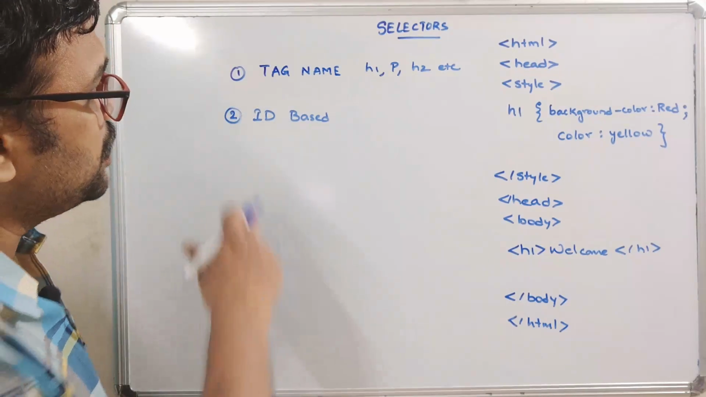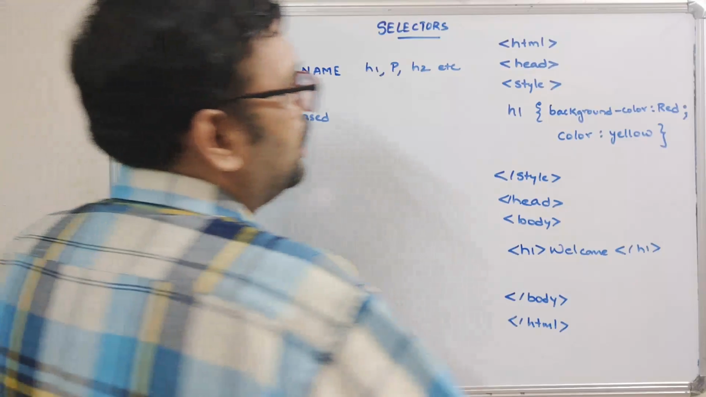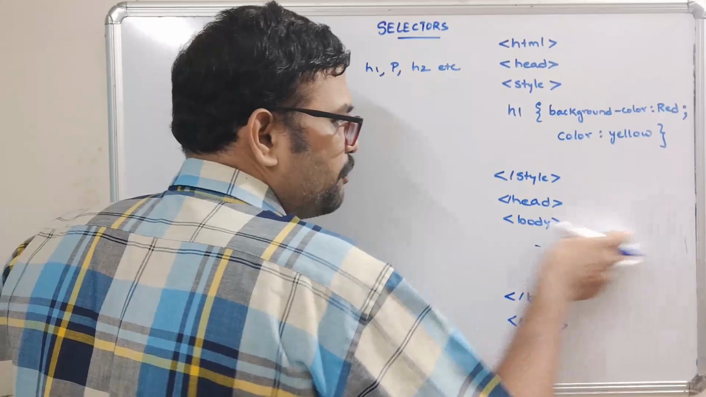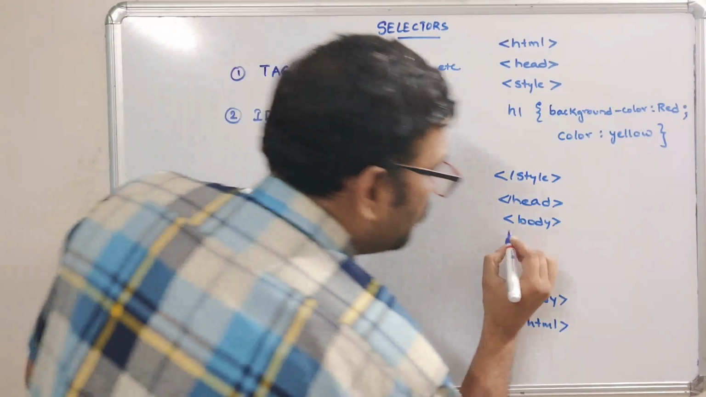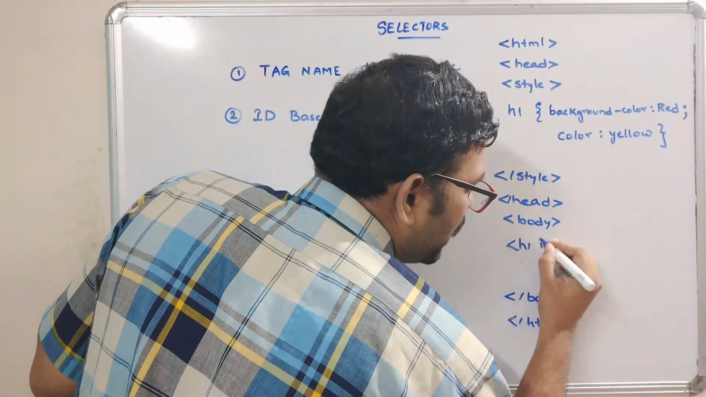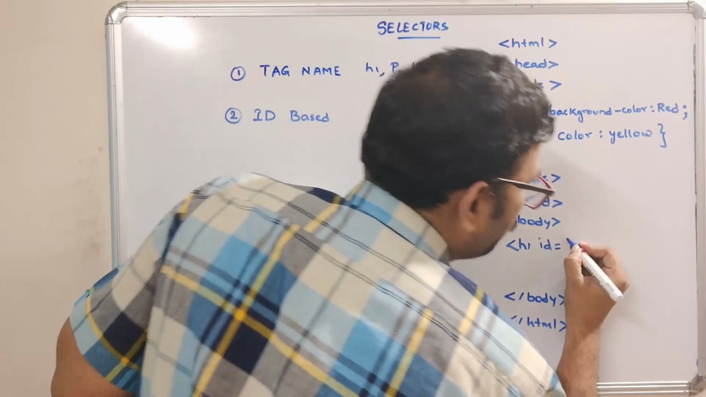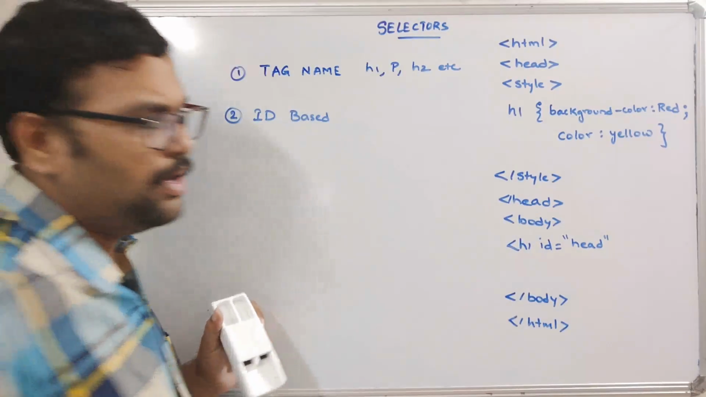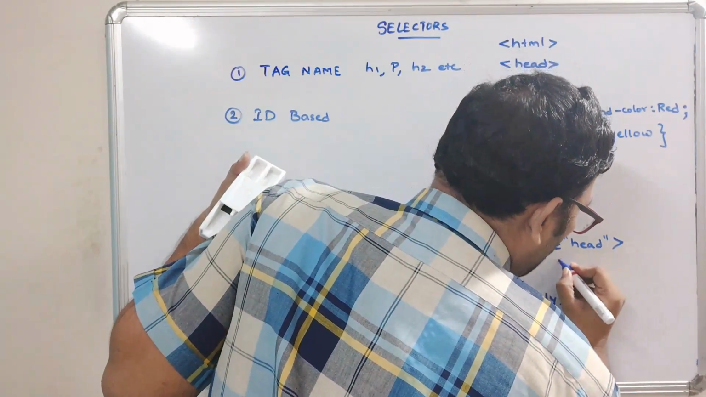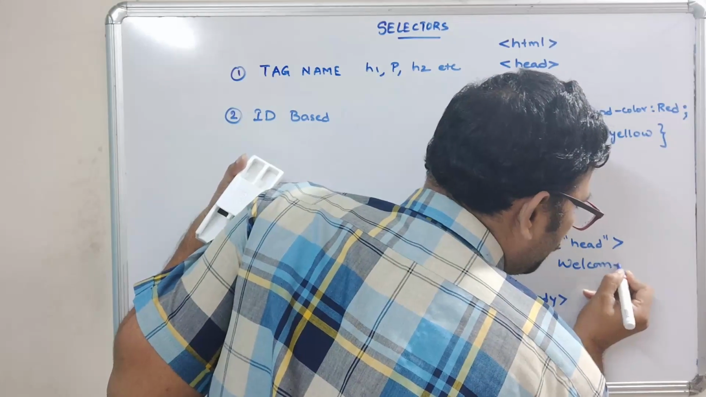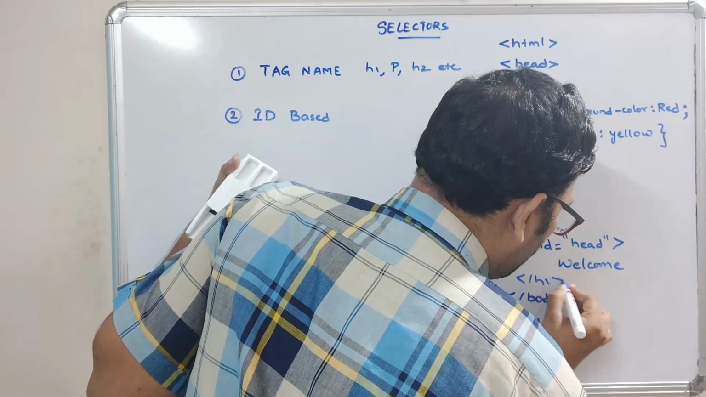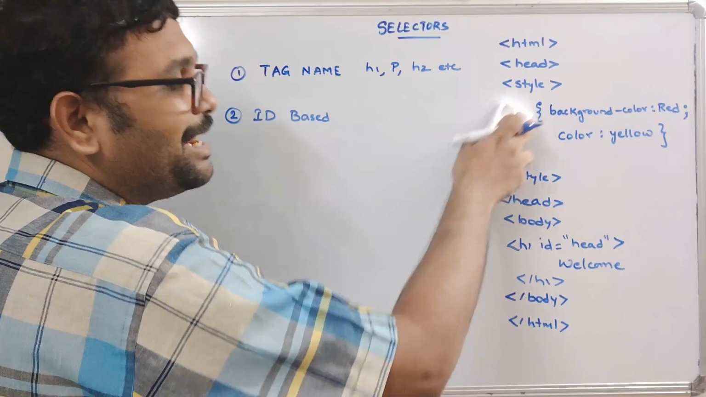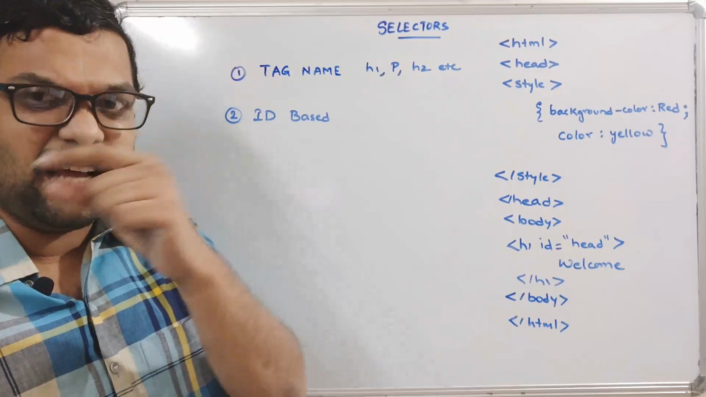So here you can observe the second example. If I want to give it based upon ID, then here I have to give the ID. See, h1, go with the ID attribute. ID is equal to, give some heading, some ID, some name, any name. Close this one, write some text here and close the h1. And here, instead of giving the h1 tag name, we have to give the ID name.